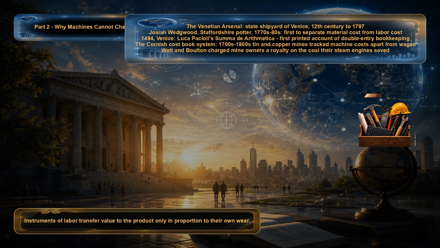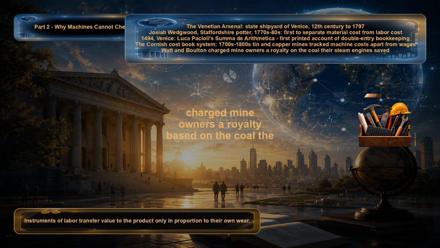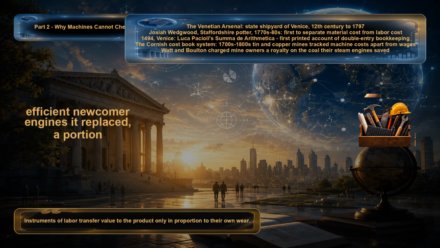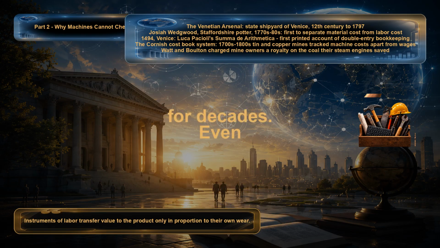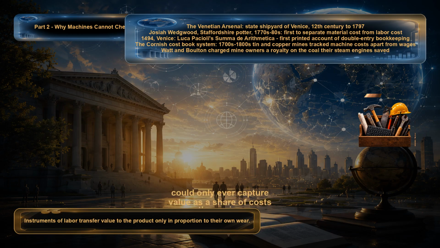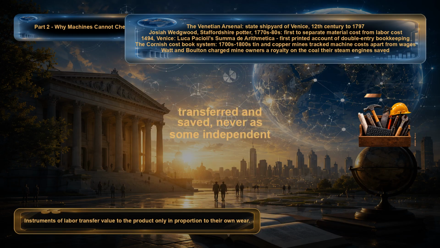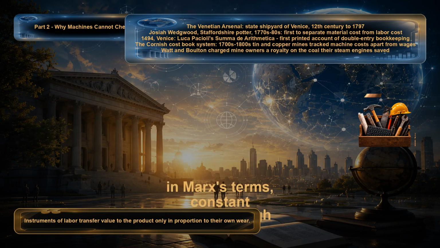Watt and his business partner Matthew Boulton did not simply sell their steam engines outright. For years, they charged mine owners a royalty based on the coal the new engine saved compared to the older, less efficient Newcomen engines it replaced, a portion of the savings, paid annually, sometimes for decades. Even Watt, inventing arguably the most consequential machine of the entire Industrial Revolution, could only ever capture value as a share of costs the engine transferred and saved, never as some independent value the iron and brass conjured up on their own. The engine, brilliant as it was, remained, in Marx's terms, constant capital through and through.